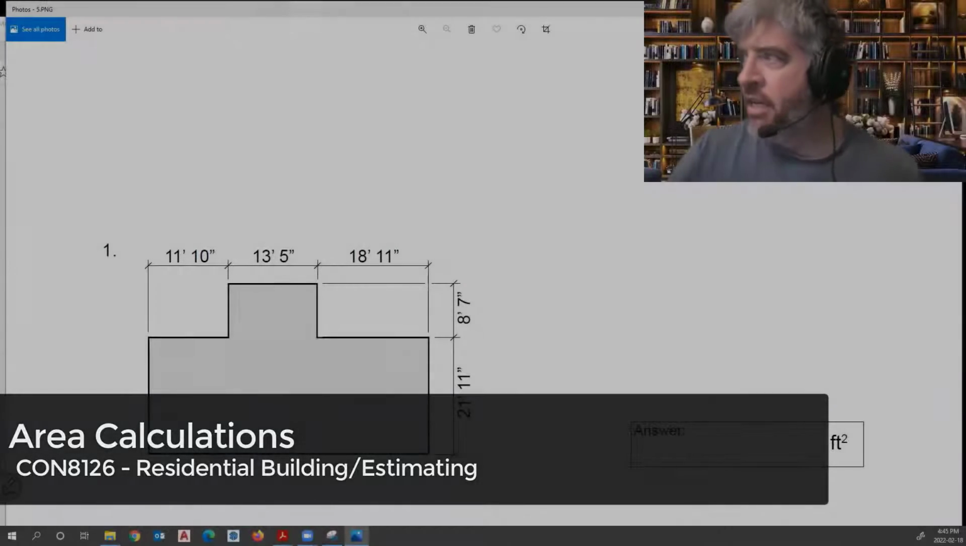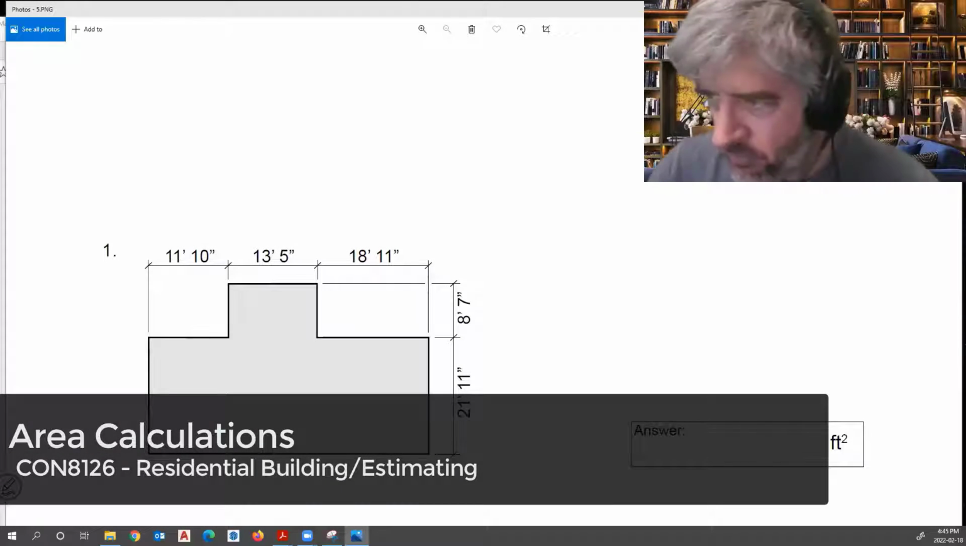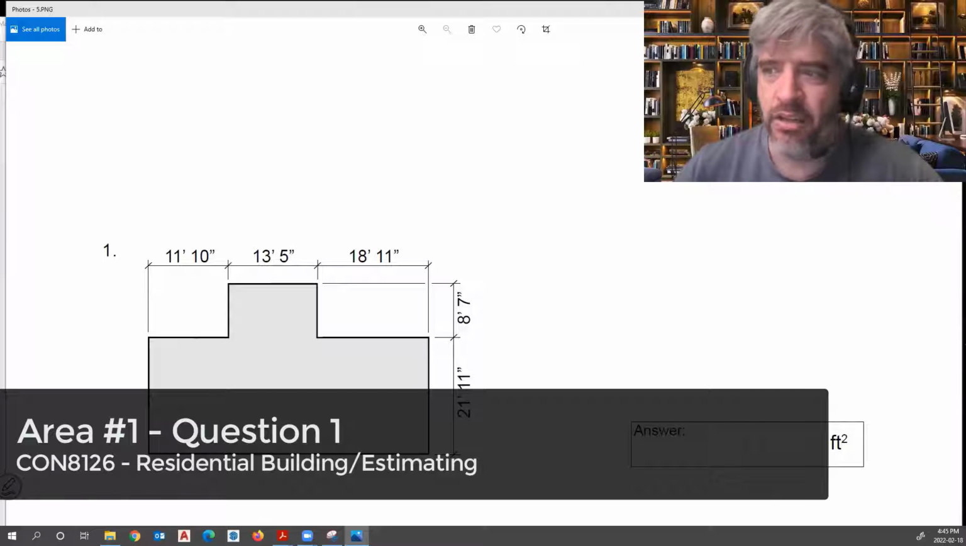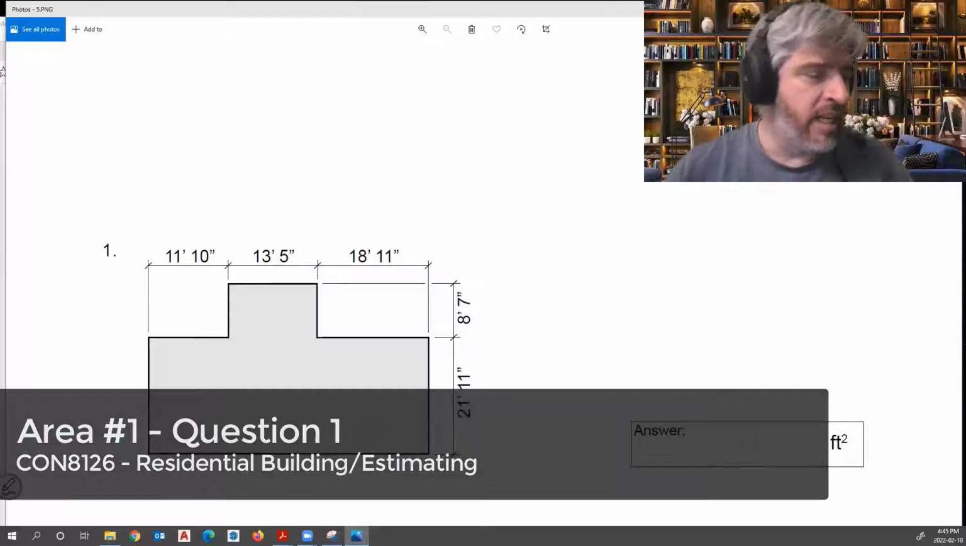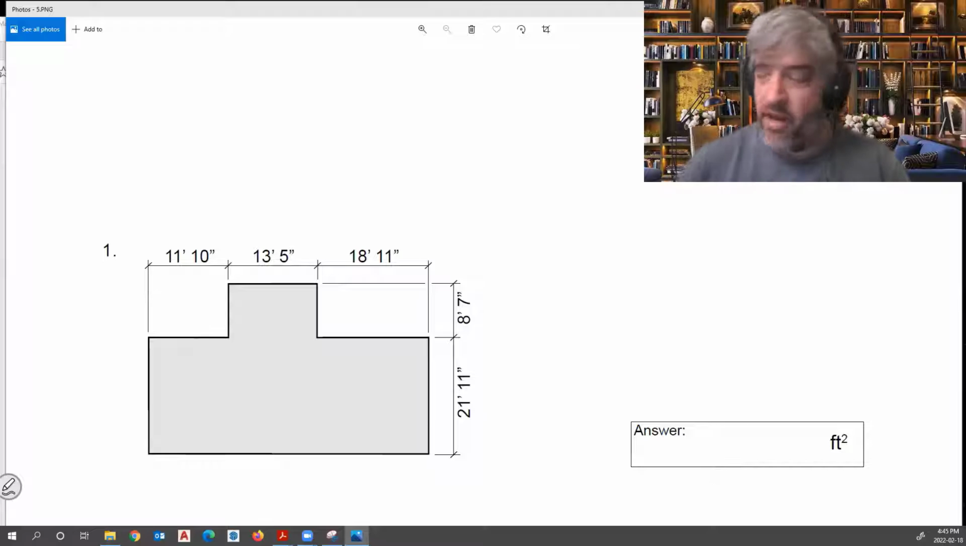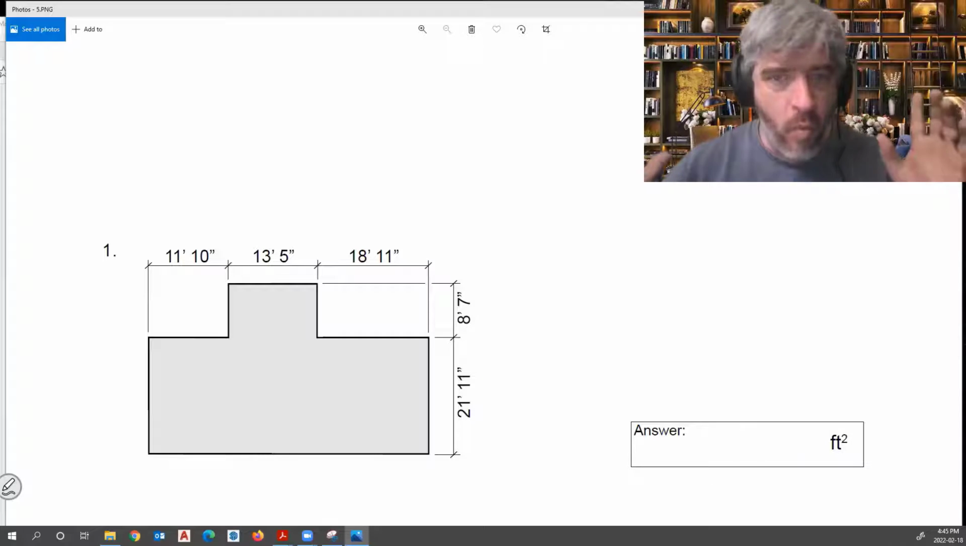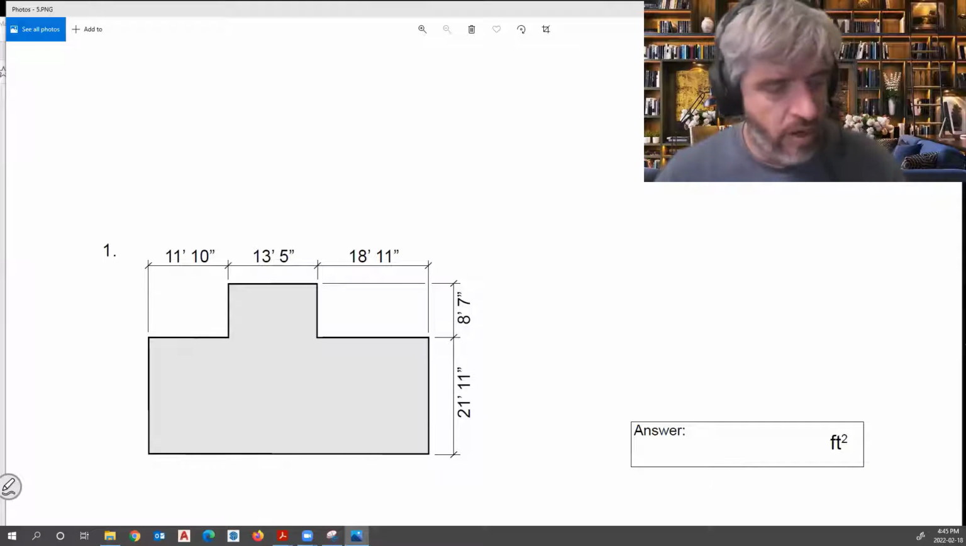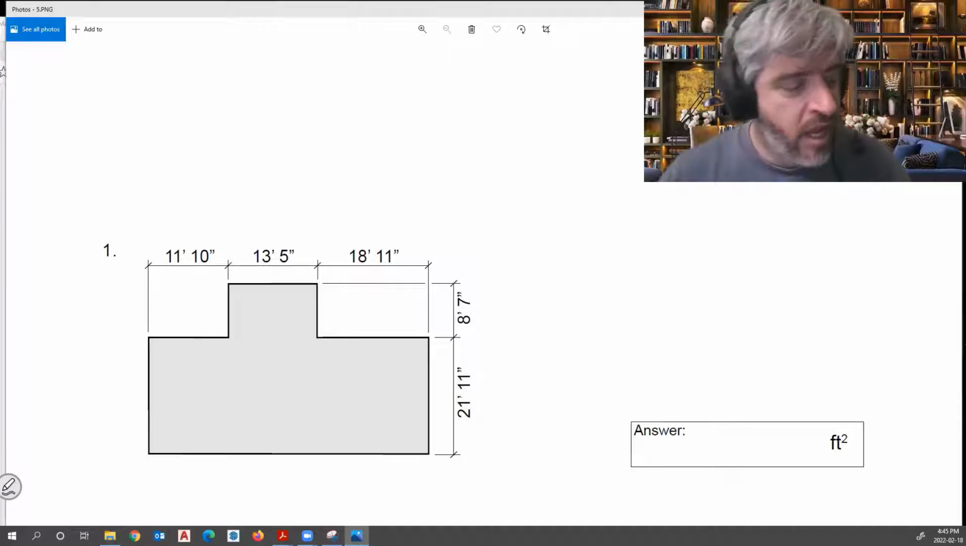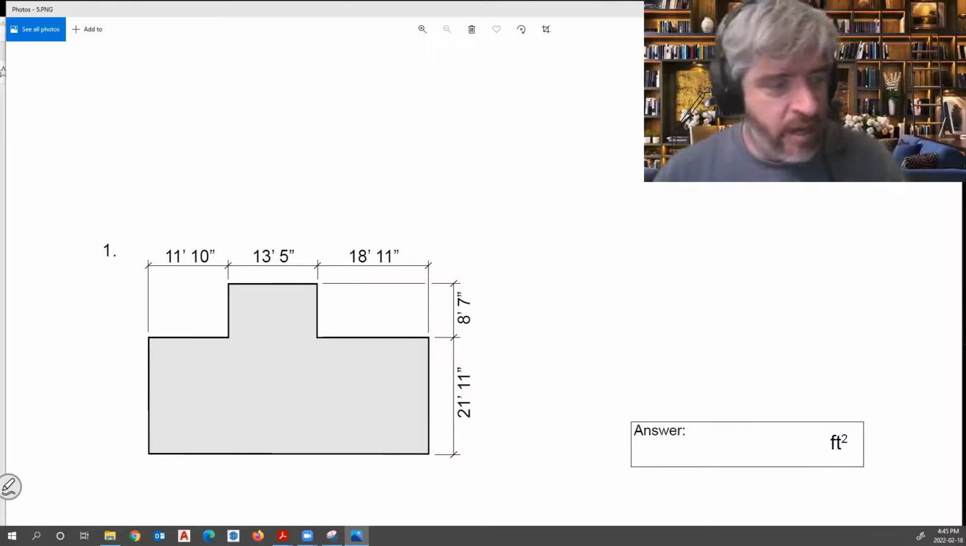All right, we're on to area number 1. Now, obviously, there's lots of different ways to break this shape up, but the simplest and easiest way is to break it up into the least amount of shapes possible. Now, remember, any of these questions, the next 4 questions, or even anyone's in the volume, you want to break it into the least amount of shapes possible.